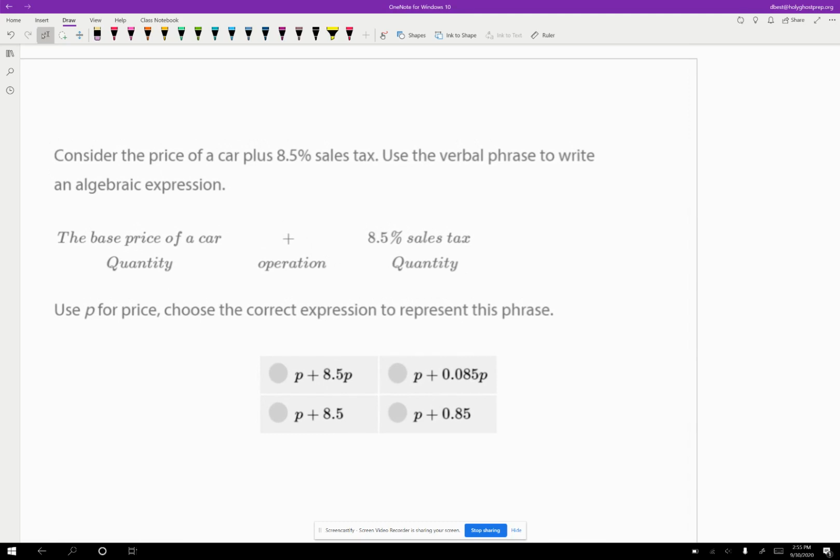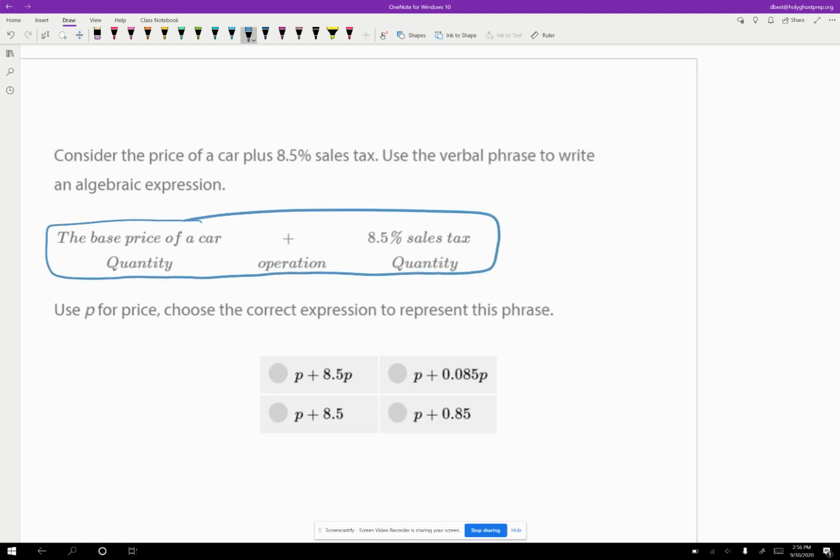So now we're back to talking about the car prices. What's the best buy? There's taxes, there's cash back options. Let's just talk about the price of a car plus an 8.5% sales tax. I'm giving you the verbal expression here, the base price of the car plus the 8.5% sales tax on the quantity of the car. So take a guess, and this is how we'll mark these: A, B, C, and D.